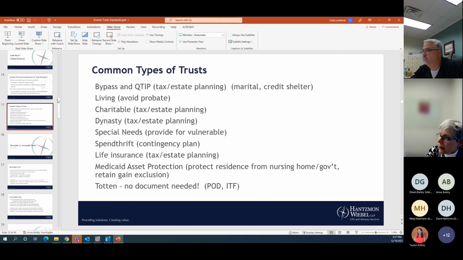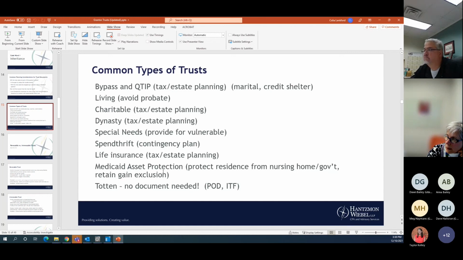Hearing none, I'm going to go back to this other screen as well, some of the common types of trust. Medicaid asset protection also is one that's useful not just for the wealthy.